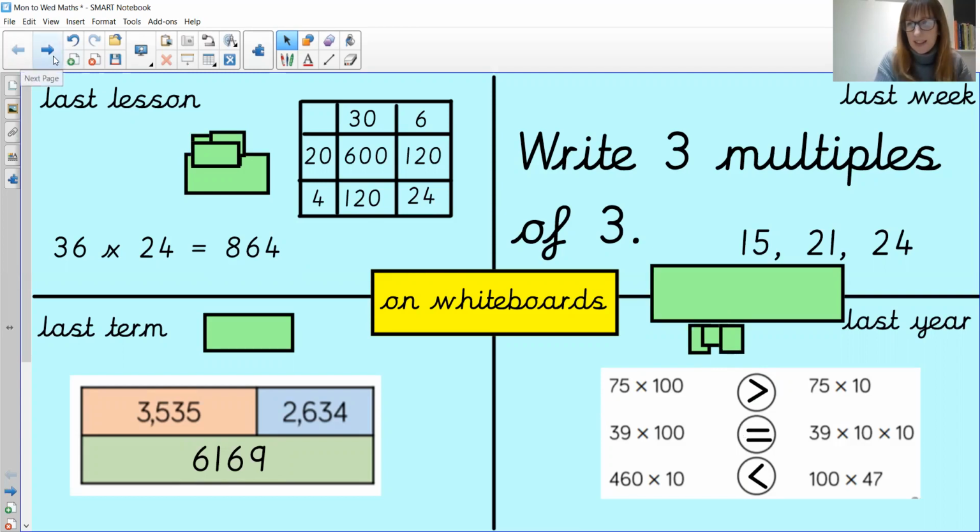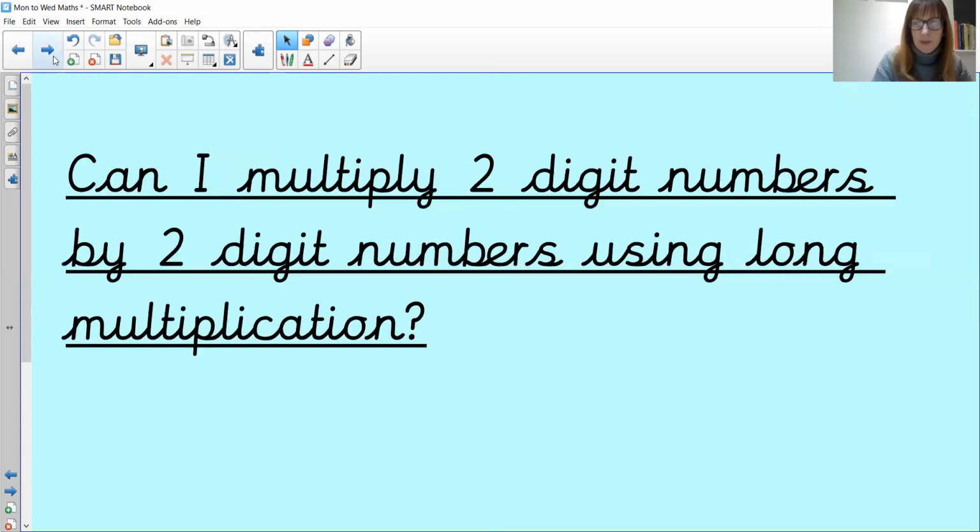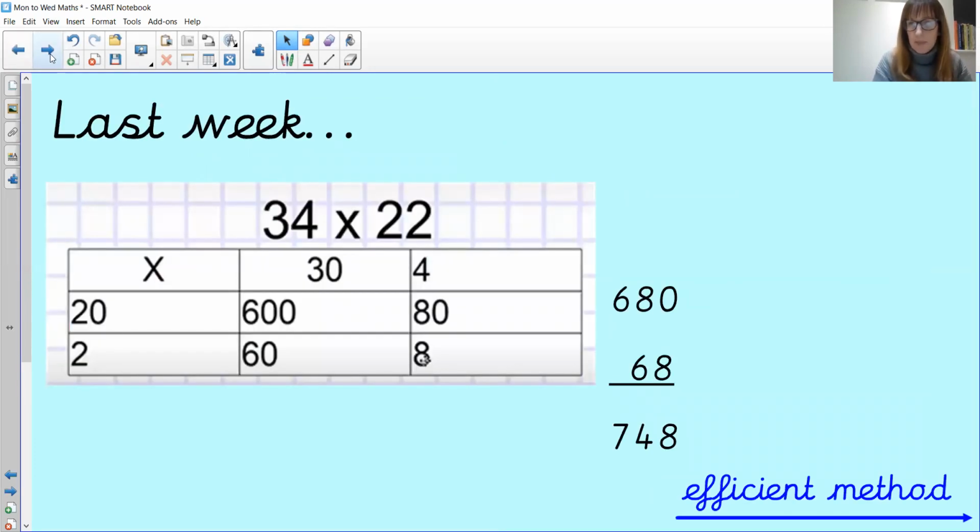Okay, let's go on to today's learning. So we're going to carry on with our multiplication, and we're going to be multiplying 2-digit numbers by 2-digit numbers using long multiplication. So last week you learned the grid method, which is a really good way of starting long multiplication because it shows you exactly what is happening when we're multiplying different digits. And that is great to begin with. And we're going to move on today to long multiplication, which is more efficient. So that means it will be quicker for you to do.